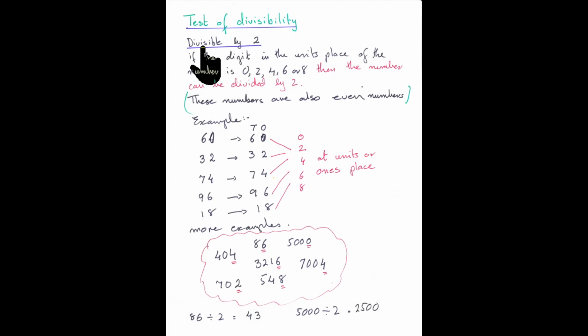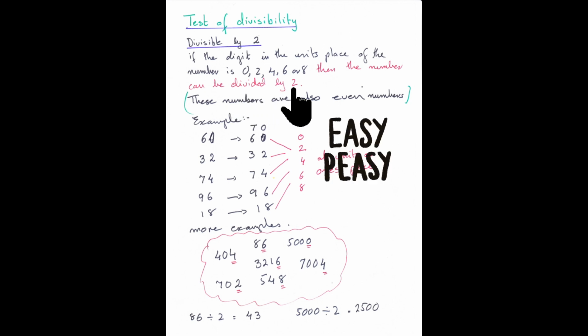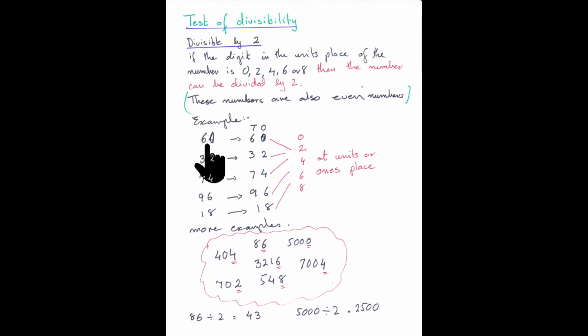First of all, we will study divisibility of 2. If the digit in the units place of the number is 0, 2, 4, 6, 8, then the number can be divided by 2. Isn't it easy? You just look at the number and you will find out whether the number is divisible by 2 or not. For example, 60, 32, 74, 96, 18. All of these numbers have 0, 2, 4, 6, 8 at their units or ones place. So they are all divisible by 2.